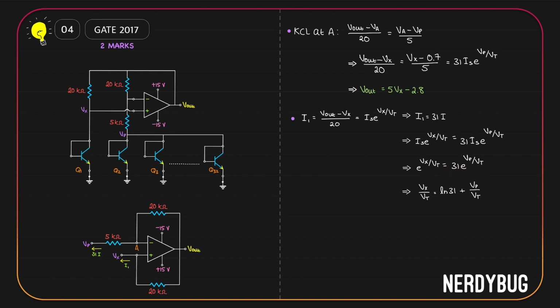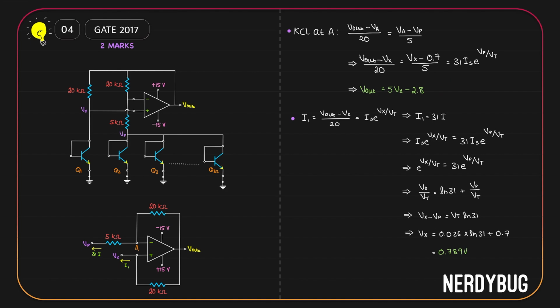So we get Vx by Vt, which is the log of this one, is equal to log of 31 plus log of e to the power Vp by Vt, which is Vp by Vt. We can simplify this and write as Vx minus Vp is Vt log 31. Vt is 26 millivolt. Vp is 0.7. So we can easily find the value of Vx. It is 0.789 volt. Now here we have the equation Vout is 5Vx minus 2.8.